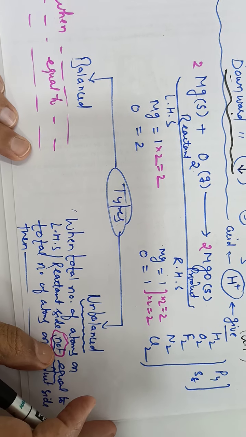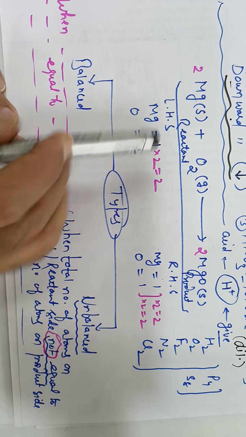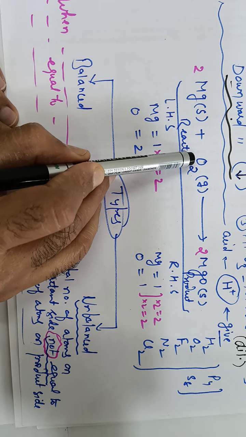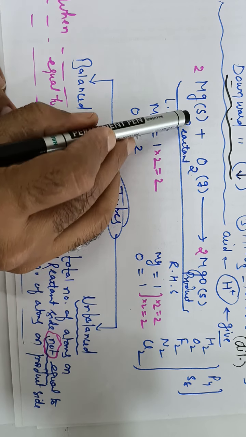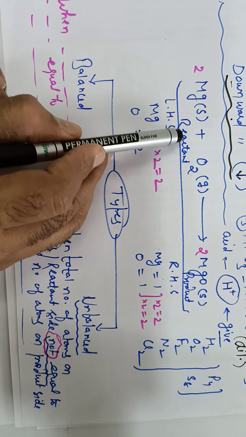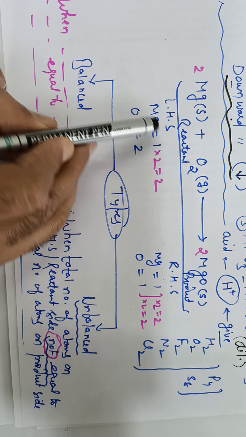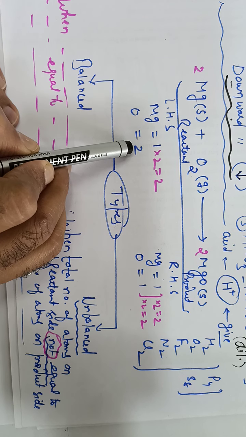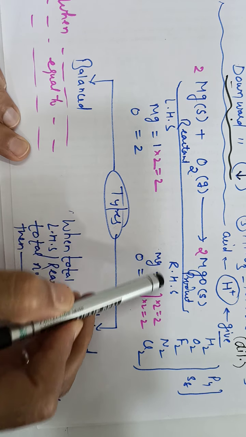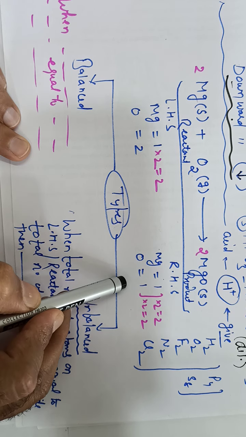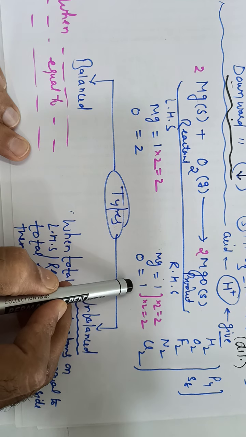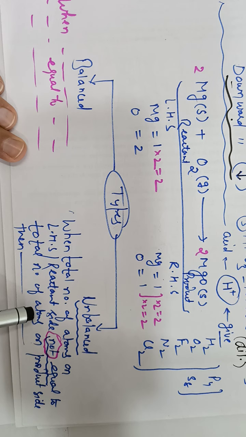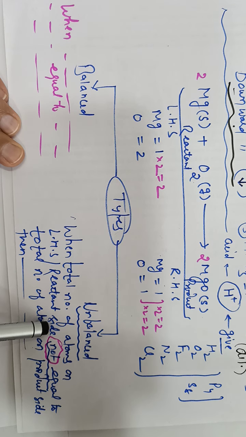जब दोनों साइड पर एटम्स इक्वल नहीं हो. लेट अस सी एग्जांपल. Magnesium and oxygen, these are the reactants. Magnesium oxide is a product. We will see here on the reactant side, that is left hand side, magnesium is 1, oxygen is 2. Here the magnesium is 1, oxygen is 1, so it is not balanced because here oxygen 2 and oxygen 1. So this is called the unbalanced chemical equation.